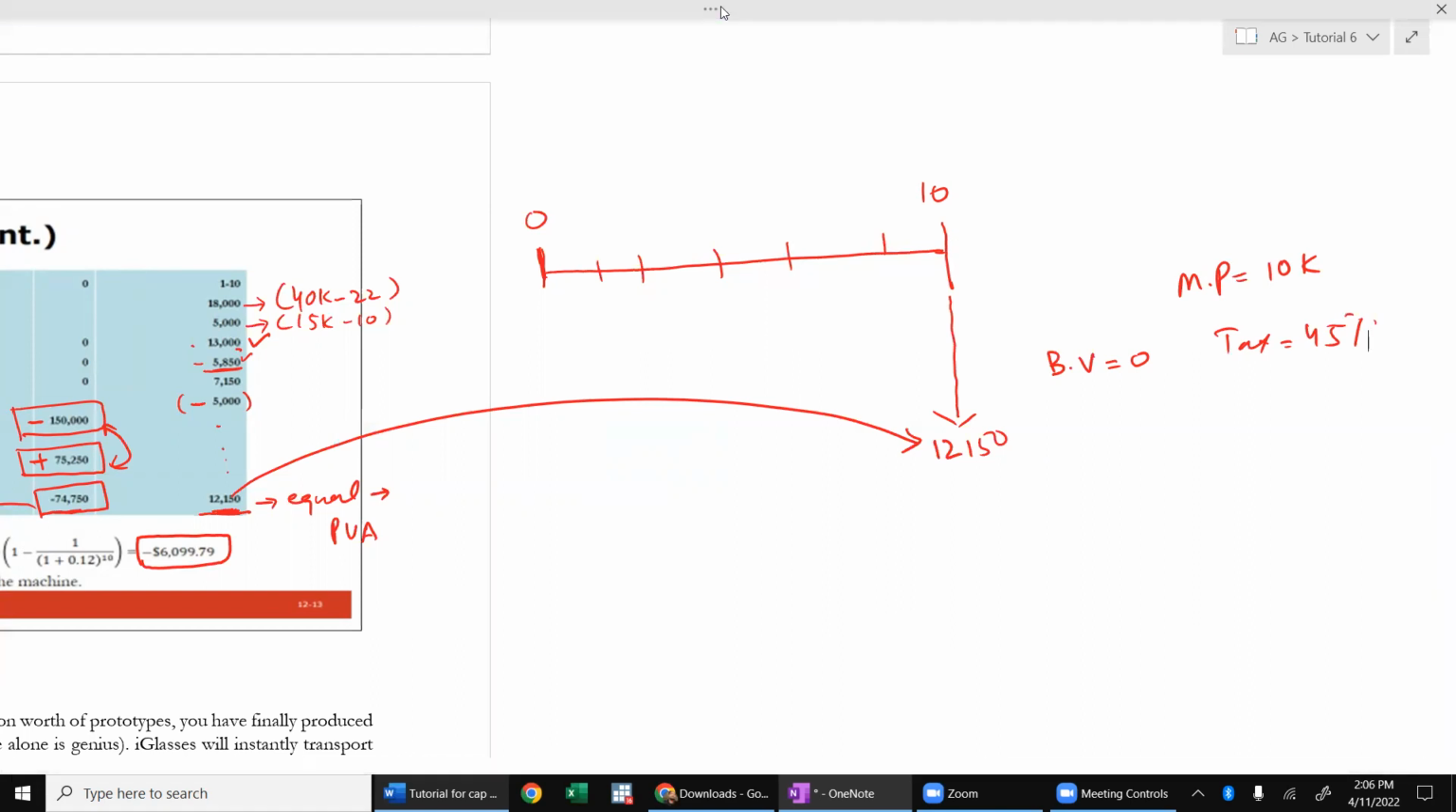Will you adjust it? Anyone? Just make a guess.